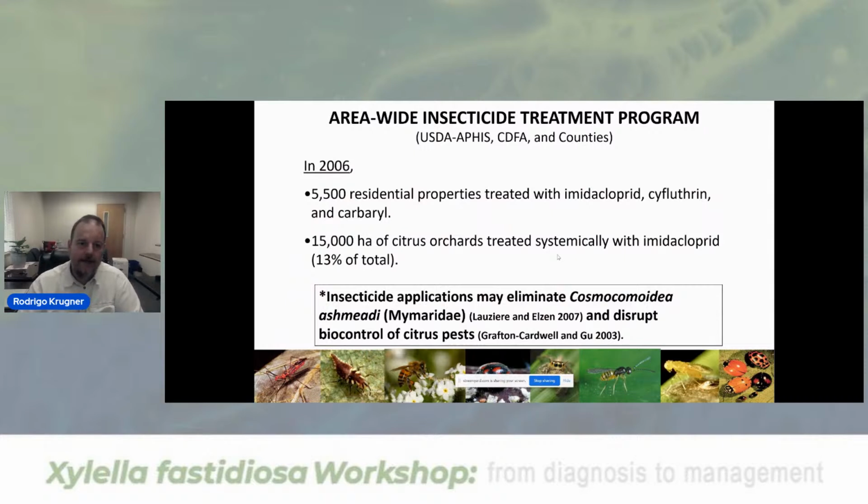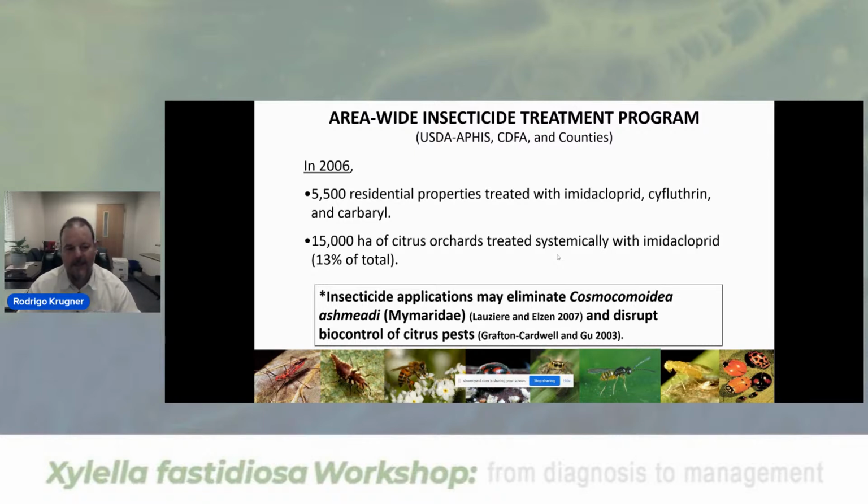So the area-wide insecticide treatment program, that's also part of the CDFA program. These are just some data from 2006. It hasn't changed much, so I need to update the slide. But in 2006, about 5,500 properties, homes and backyards, were treated with imidacloprid and some other chemicals, and also the citrus orchards. So 15,000 hectares of citrus were treated to control glasswing sharpshooter, about 13% total.